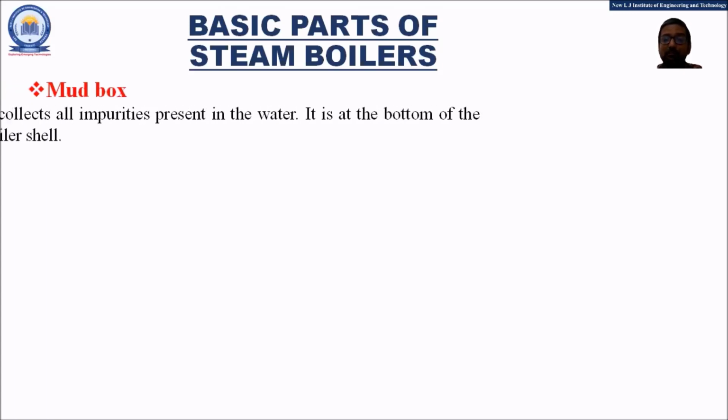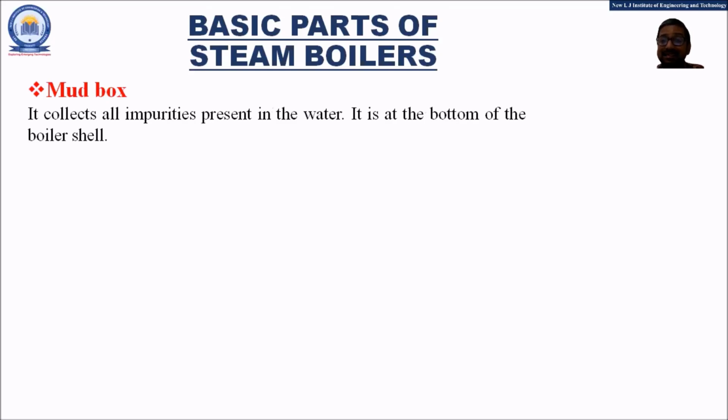Let us proceed further with the next component of the steam boiler, that is the mud box. Generally friends, the water will have impurities. So firstly, the impurities from the water need to be removed. Those impurities which are present in the water, after removal, are collected in the mud box. And the mud box is situated at the bottommost part of the boiler shell.